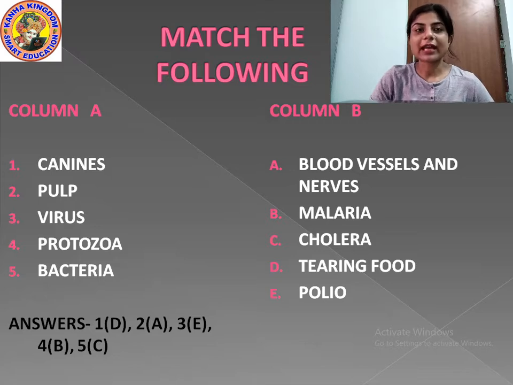So now students, our next question is match the following. There are 2 columns, column A and column B. In column A, we have: number 1 is canines, number 2 pulp, number 3 virus, number 4 protozoa, number 5 bacteria. And in column B, A is blood vessels and nerves, B is malaria, C is cholera, D is tearing food, and E is polio. So you have to match column A with column B.